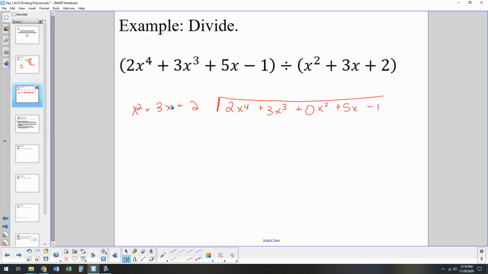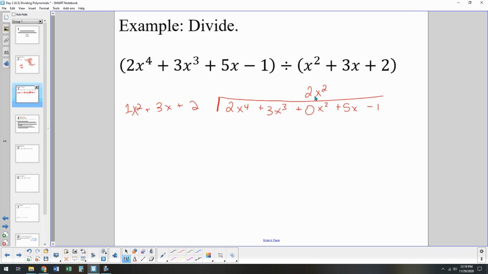So I'm only going to look at first terms right now. The first term is 2x to the 4th. The first term is x squared. What do I have to multiply x squared by to become 2x to the 4th? So first we have a 1. So 1 times what gives us 2 is 2. And then I have x squared. So what times x squared gives me x to the 4th? X squared. So I know my first number I'm going to use is 2x squared. So I'm going to line that up over my x squareds.